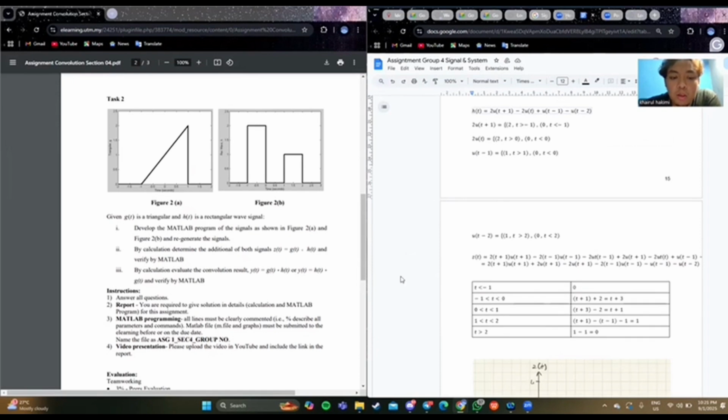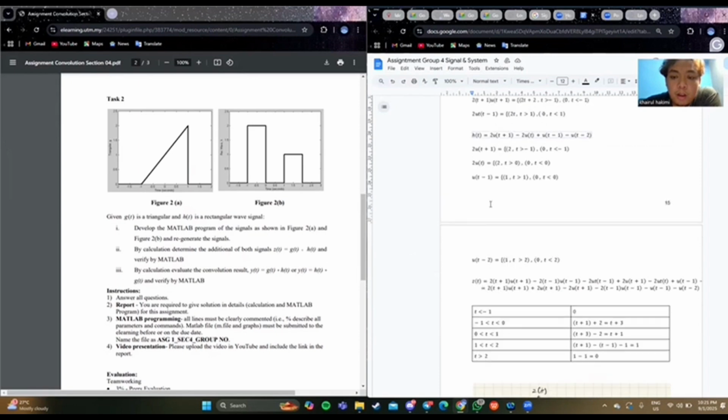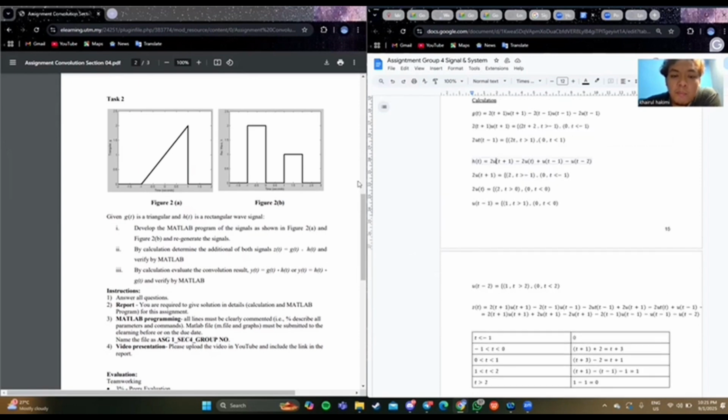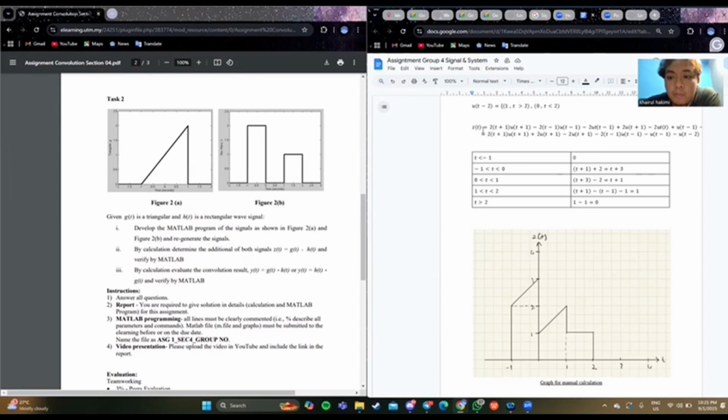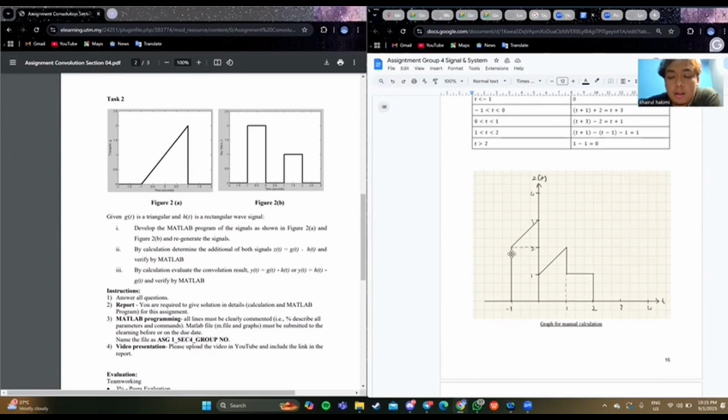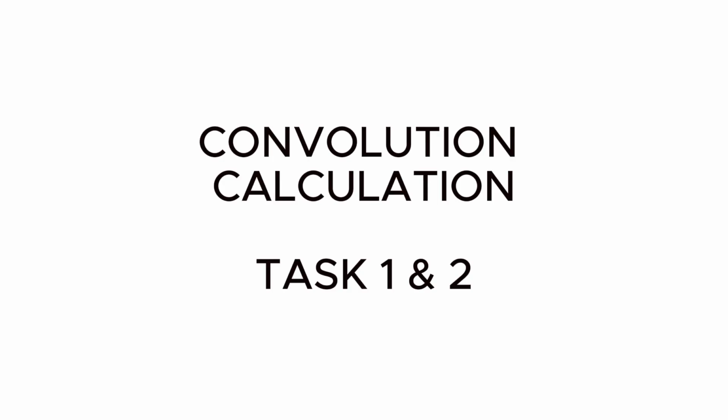After that, we do addition to get the z(t). So we just combine both signals that we get from each signal expression. So after we put the signal, we sketch a graph for the z(t) after doing addition for g(t) and h(t).